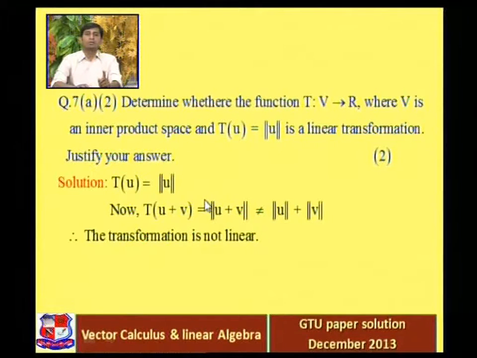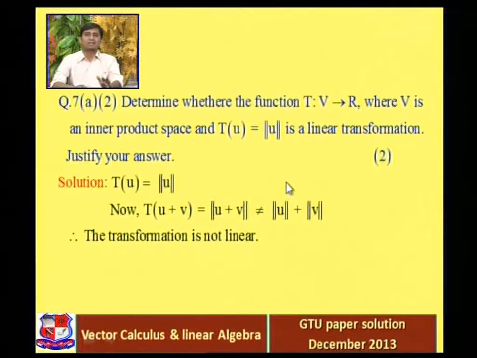When we take U equal to 1 0 and V equal to 0 1, using the Euclidean inner product and standard addition, we don't need scalar multiplication here, only standard addition. In that case these two are not equal. So that's why this is not a linear transformation. The transformation is not linear.